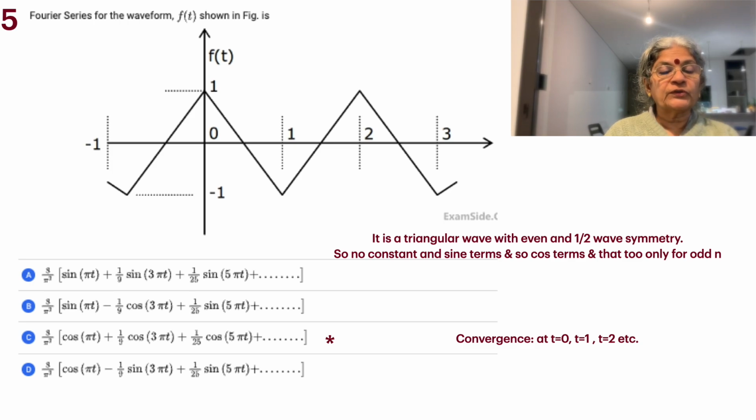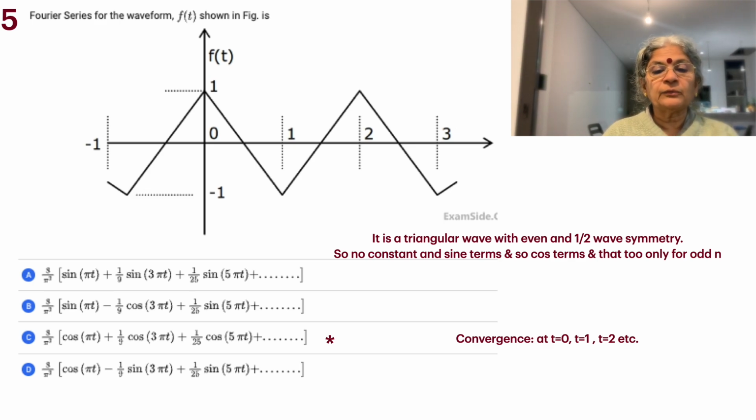What is asked is the Fourier series of the waveform f(t) shown in the figure. It's a triangular waveform with even and half-wave symmetry. What do you mean by half-wave symmetry? Shift the signal by half its period and then reflect it. If you get the same identical signal shape, then you have half-wave symmetry. In this case it's obviously half-wave symmetry, because half the period is either all of its positive wave or its negative wave.